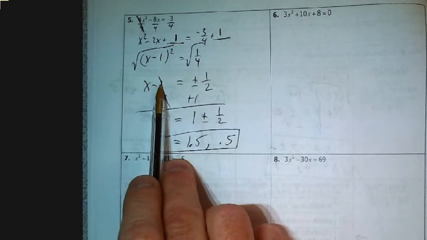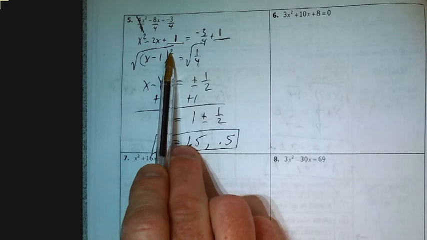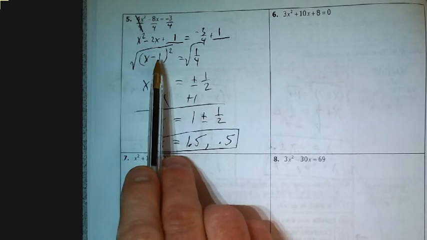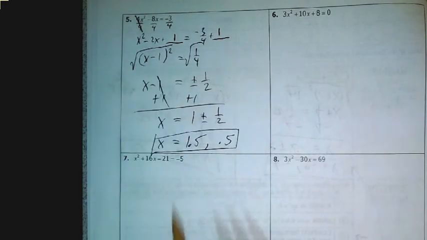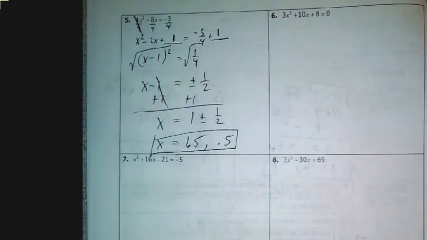Does that make sense? So if this is x minus 1 squared, that's like saying x minus 1 times x minus 1, right? So then when I take the square root of that, I still have x minus 1. Think of the x minus 1 as being x, like x squared. The square root of x squared is x. So the square root of x minus 1 squared is x minus 1.